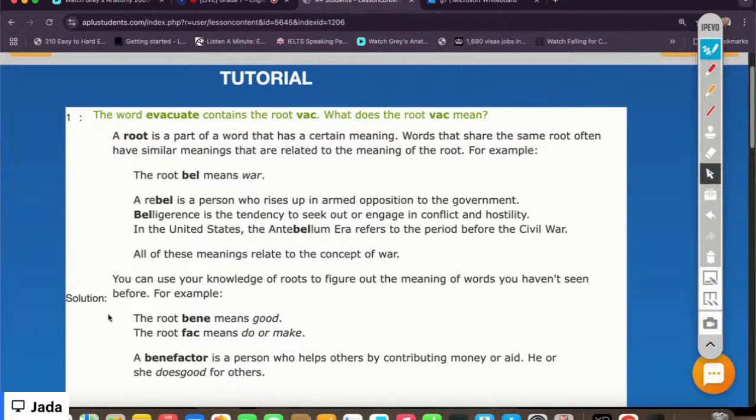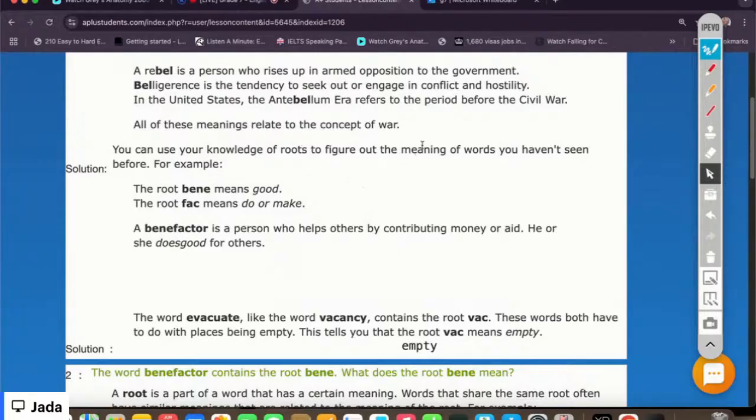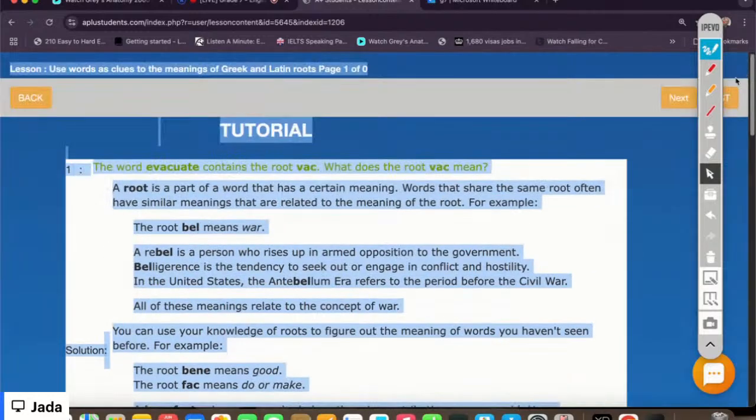For example, we have the root bell, which means war. So we have rebel, which is a person who rises up in armed opposition to the government. Okay. You can also use your knowledge of roots to figure out the meaning of words you haven't seen before, just like the root bene means good, and the root fact means do or make. So we have benefactor. Okay, let's look at some examples.